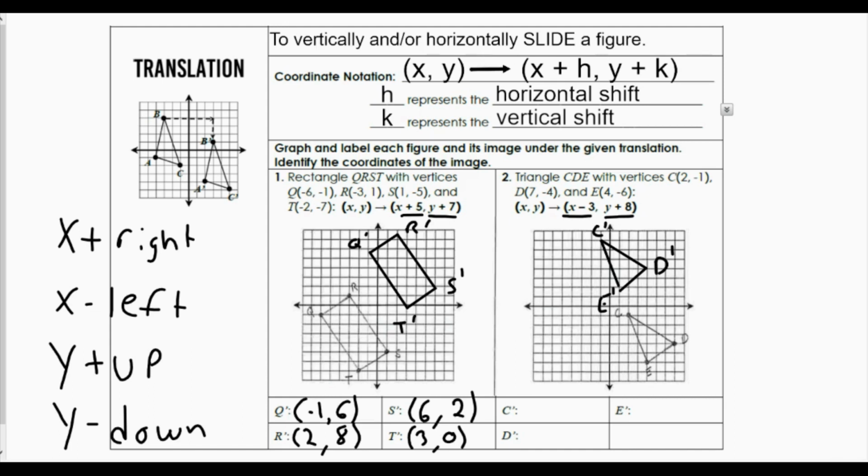My image always gets the prime marks. Again, my new coordinates, I can just subtract 3 from each x-coordinate and add 8 to each y-coordinate. So my C prime would move to -1, comma 7. E prime would move to 1, comma 2. And D prime would move to 4, comma 4.